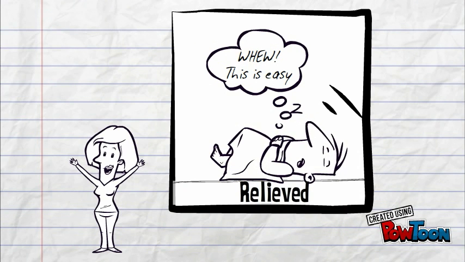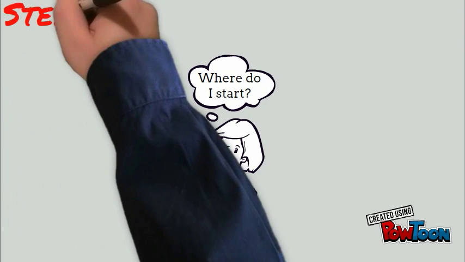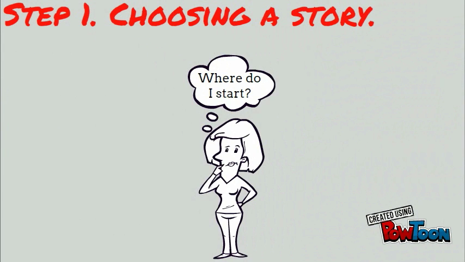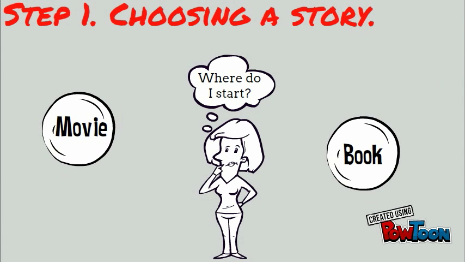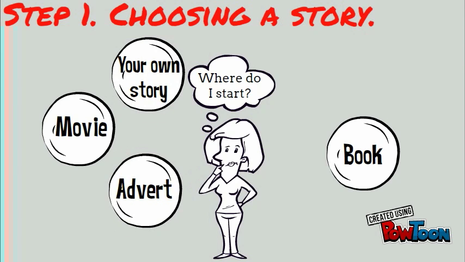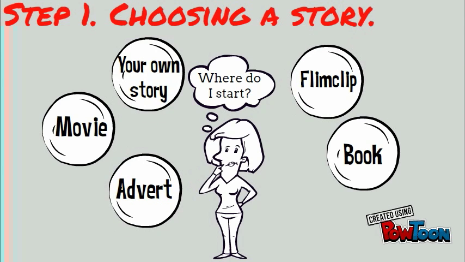Now it's time to move on to the planning phase. Step 1, choosing the story. The choice is really up to you. You can use a scene from your favourite book or movie. You can write your own scene. You could use an advertisement or a film clip from your favourite song. It's your choice. The only thing I would say is find something that interests you.